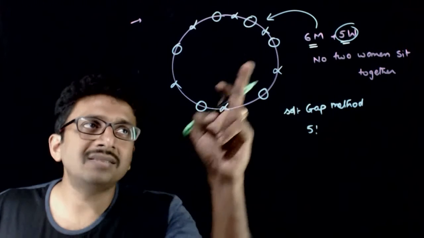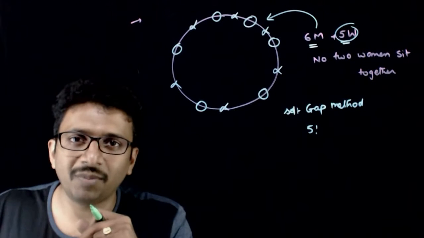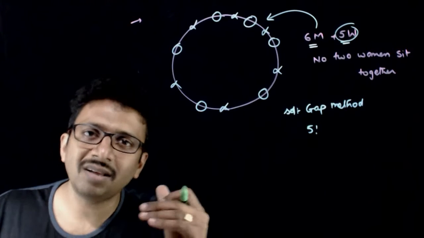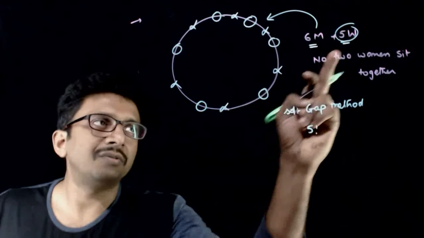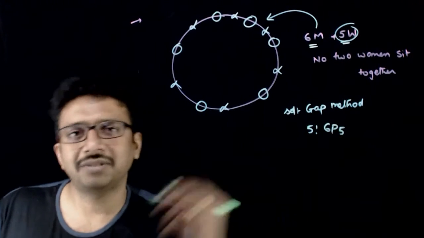You have to remember that once the basic arrangement has been done, once the first fellow has sat in the round table, then there is no difference between circular arrangements and linear arrangements. So in the second stage, you have to use linear arrangements. So 5 women in 6 gaps can be done in 6P5 ways.